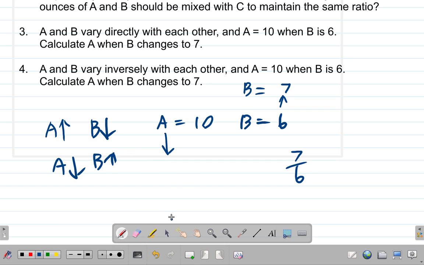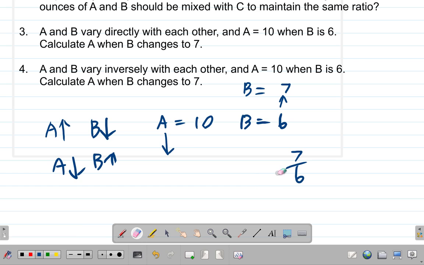But anyway, here you have 7 divided by 6 times 10, but that's not so. That would be applicable to direct proportion. What you'd have to do is divide the 10 by 7 over 6.